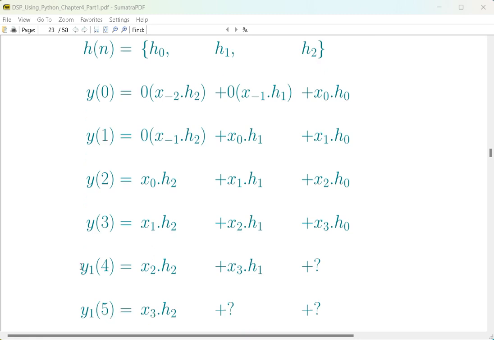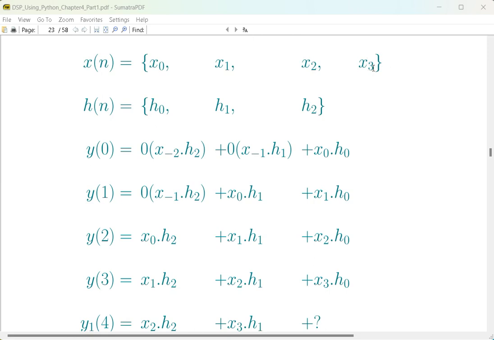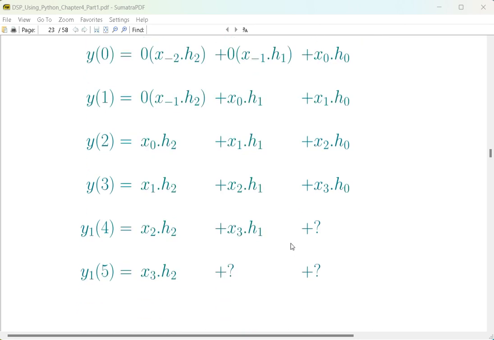But you need to be careful about the fourth, y of 4 in output. You see here the index 1, why it has appeared here. You'll understand it. Again, y1 of 4 is equal to x2 h2 plus x3 h1. It needs x4 times h0, but it doesn't exist in the chunk we have selected. It hasn't come yet. So it needs x4 h0, but it doesn't exist. Remember it.